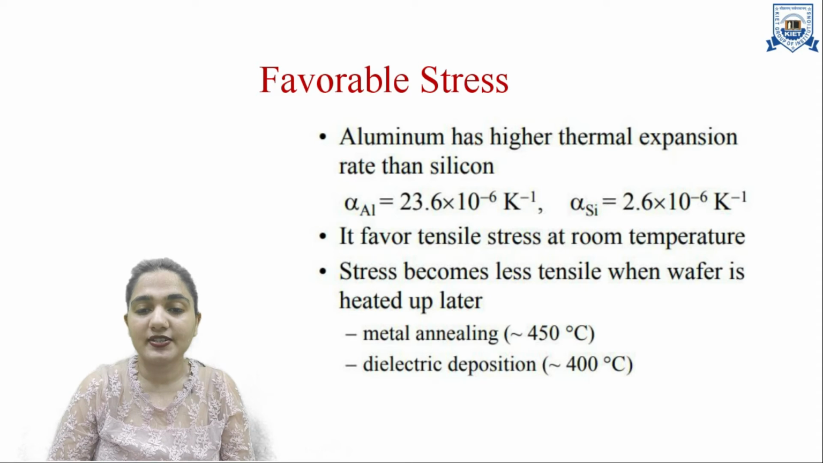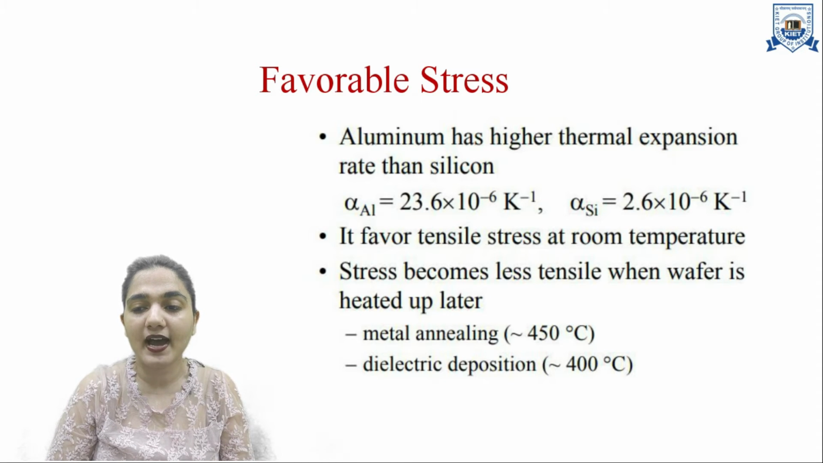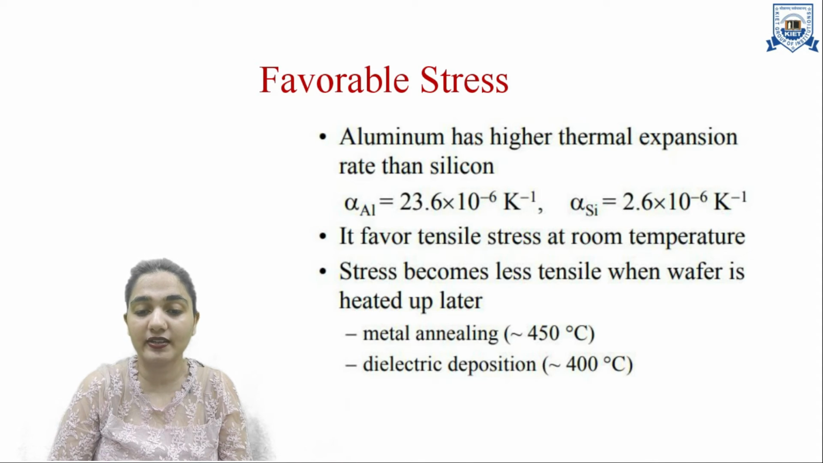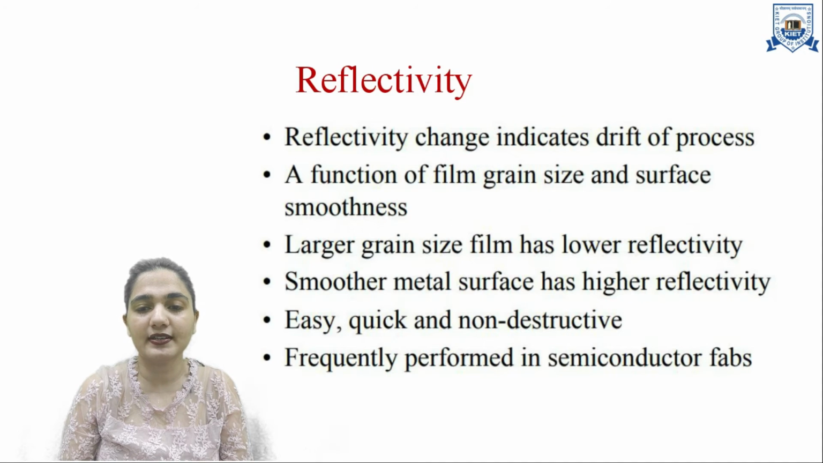So now, favorable stress. What is the favorable stress? Aluminium has a higher thermal expansion rate than silicon. So alpha of aluminium is 23.6 times 10 raised to the power minus 6 per Kelvin, and alpha of silicon is 2.6 times 10 raised to the power minus 6 per Kelvin. So you can see almost a 10 times difference. It favors the tensile stress at room temperature. Stress becomes less tensile when the wafer is heated up later. So we can have metal annealing at nearly 450 degrees Celsius and dielectric deposition at nearly 400 degrees Celsius.